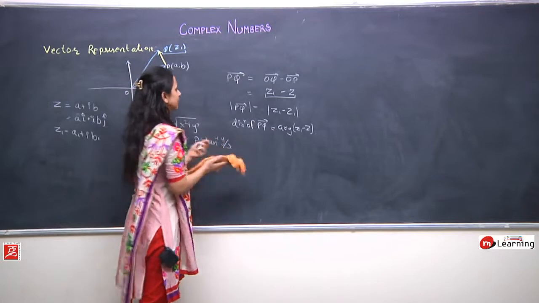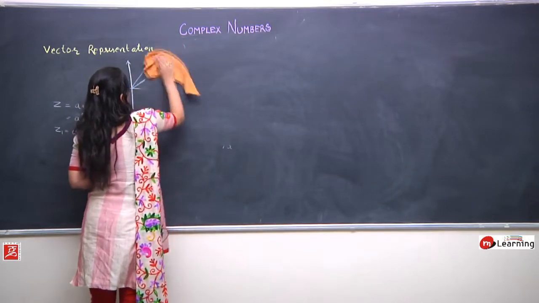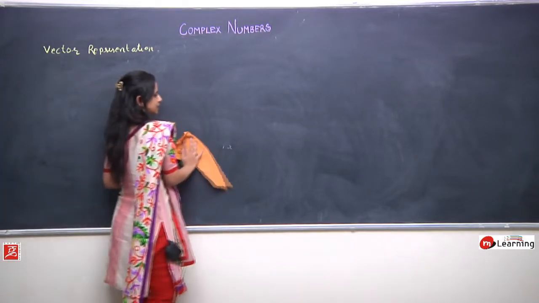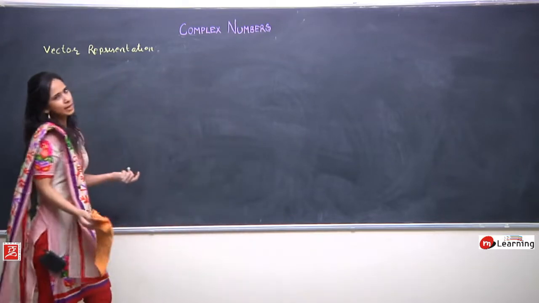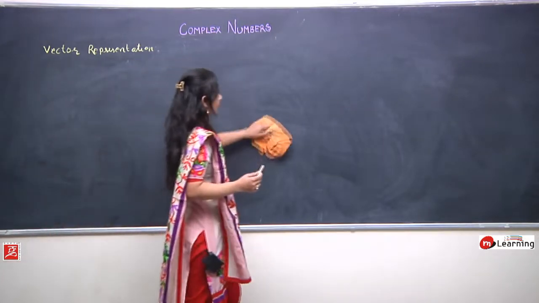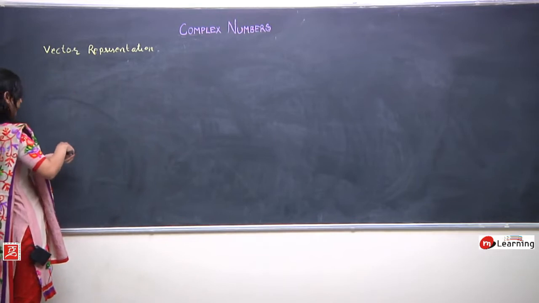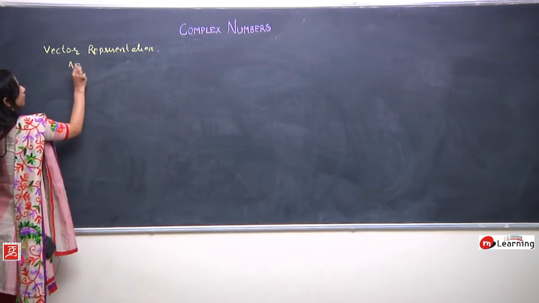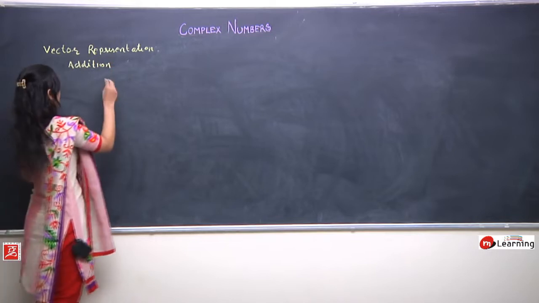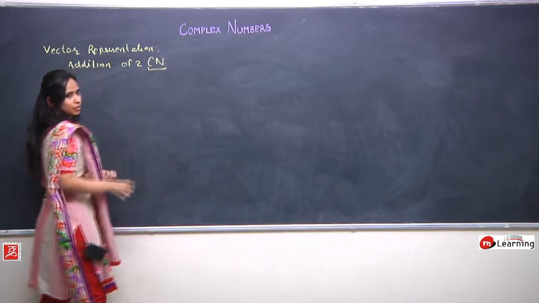Let us try our hands on this representation so that we can get comfortable with the vector representation of complex numbers. So let us try to represent some complex numbers on the Argand plane. Let us first start by representing the addition of two complex numbers on the Argand plane. I suppose this is going to be really easy. Let us see how we can represent addition of two complex numbers in their vector representation.